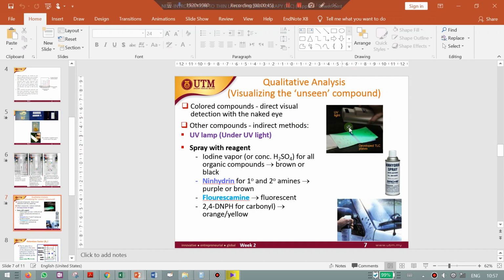So here, under UV light you can see the different spots. I'm not sure why this figure is not really accurate. Actually, the figure should show spraying onto the TLC plate, not spraying on the car. Maybe you can search by yourself, it's not really accurate.